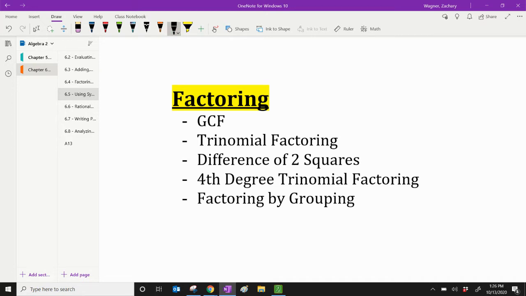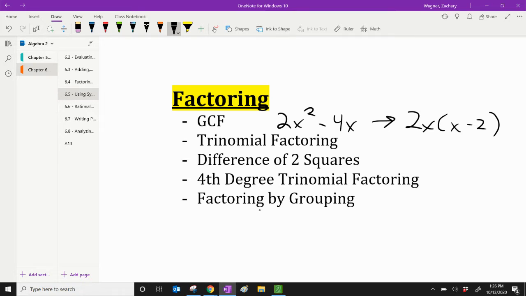GCF, right? If I gave you two terms, if I said 2x squared minus 4x, I could factor out a 2x because they both share a 2 and an x. What they would factor into would be pull out the 2x, which is left with x minus 2. That's factoring via GCF. It's the most basic form of factoring. If they all share a common term, pull it out.